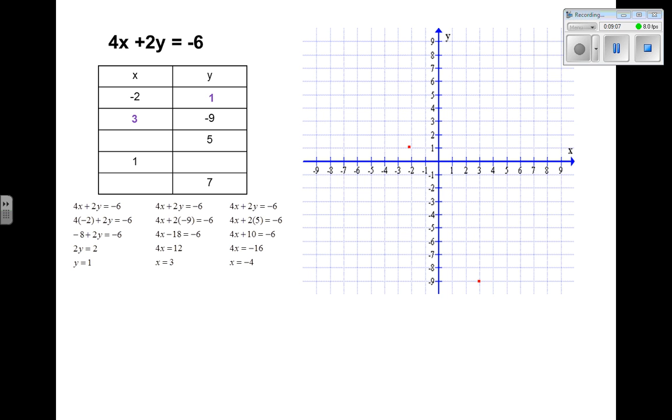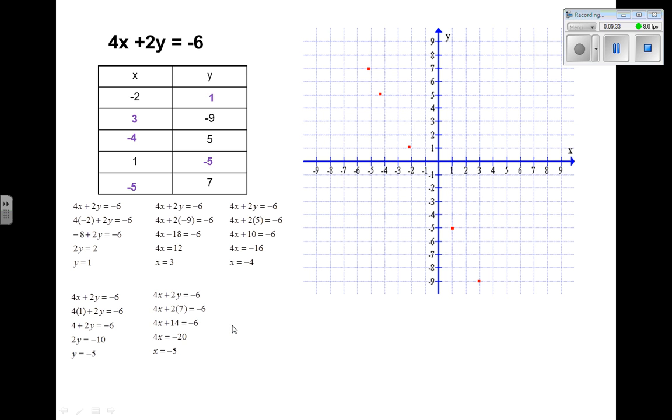So when y is equal to 5, x equals negative 4, put that in the table of values, plot it. Put x equals 1 into the equation and solve it. Y equals negative 5, put that in the table of values and plot it. And finally, place in y equals 7. You'll find that x equals negative 5, put that in the table of values and plot it.